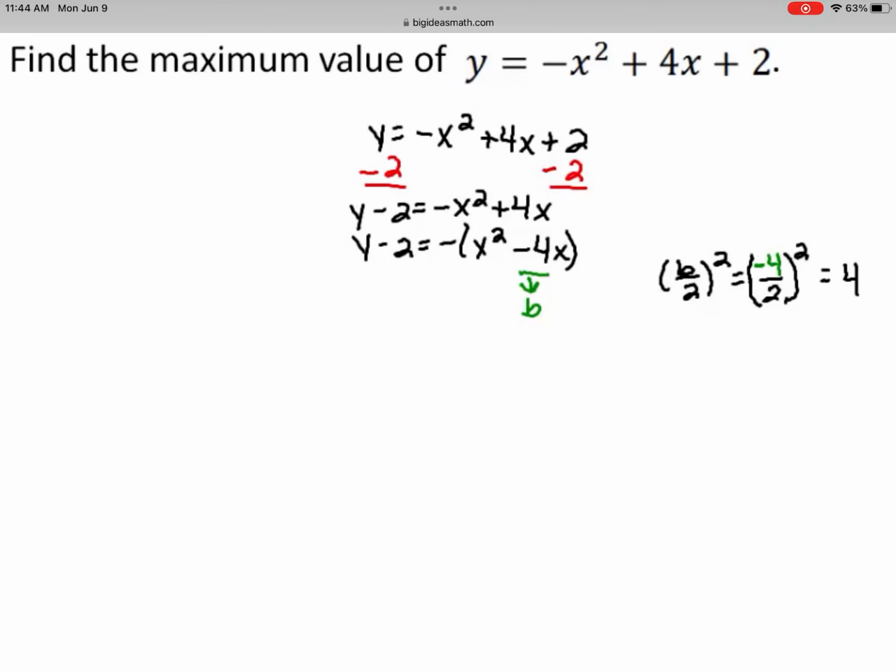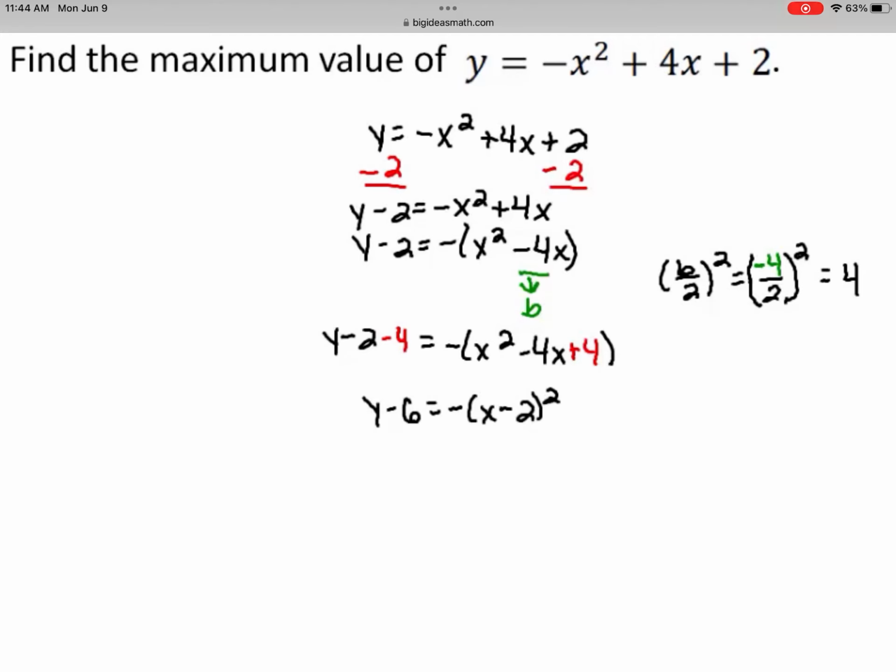So to complete the square, you want to add 4 to the quantity x squared minus 4x. Adding 4 inside the parentheses results in subtracting 4 from the right side of the equation. So to keep the equation balanced, you want to subtract 4 from the left side as well. Y minus 2 minus 4 simplifies to y minus 6, and x squared minus 4x plus 4 is a perfect square trinomial that factors as the quantity x minus 2 squared.